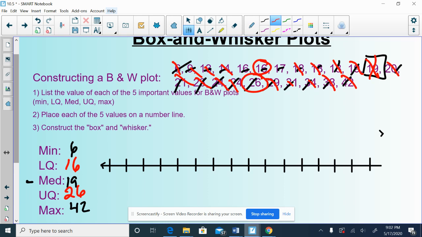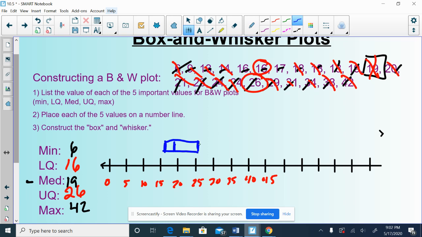So now I need to put them on a number line. I'm going to start at 0 and count by 5: 0, 5, 10, 15, 20, 25, 30, and so on. So, like I said, the lower quartile, median, and upper quartile have a rectangle around them here: 16, 19, and 26.